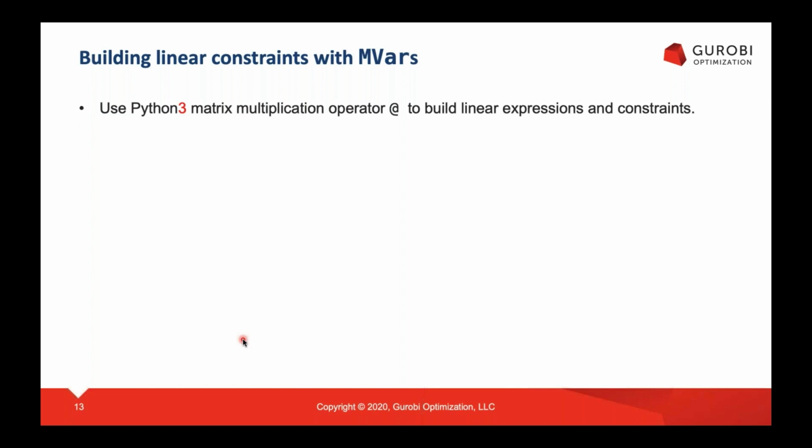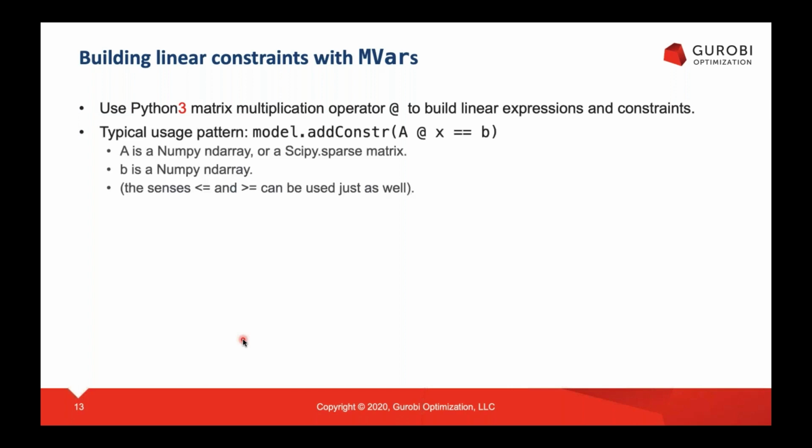And now we will see how to use them to build linear expressions. All of these expressions, as you've seen from the examples before, are just created by applying the matrix multiplication operator to them. So what is the typical use pattern I have in mind, and that probably most of the code will follow in the end? You pass into the add constraint method of a model expressions like this: a times x equal to b.